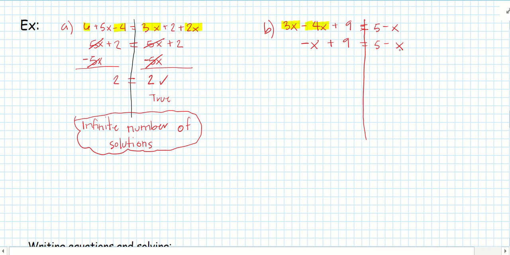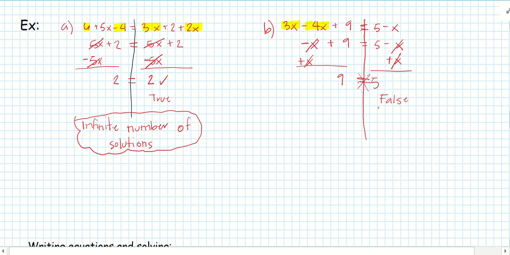So we just rewrite 5 and negative x. Now, I'm going to go ahead and add x so I can have them both on the same side. So this x and this x are going to cancel out. And then I'm also noticing that this x and this x are canceling out as well. So now I have 9 equals 5. Now, 9 equals 5, that is false.